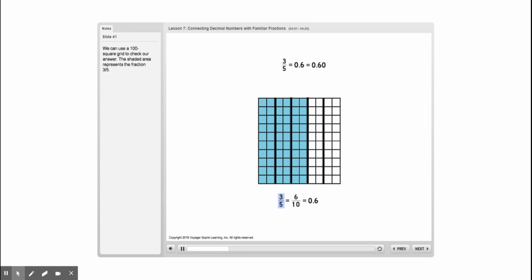We can use a 100 square grid to check our answer. The shaded area represents the fraction 3/5ths. We see that there are 6 of 10 columns shaded, representing the fraction and decimal number 6/10ths. There are 60 parts shaded out of 100 total parts, so the shaded area also represents the fraction and decimal number 60 hundredths.